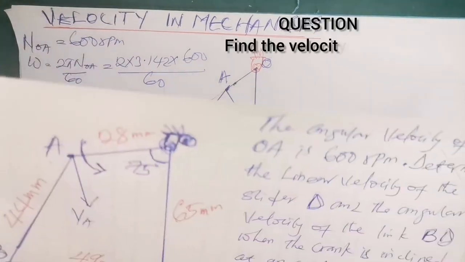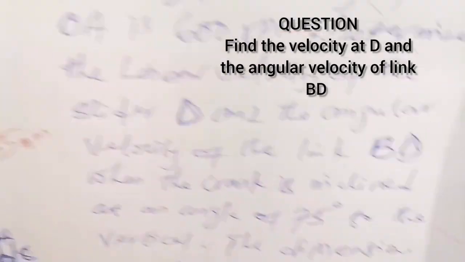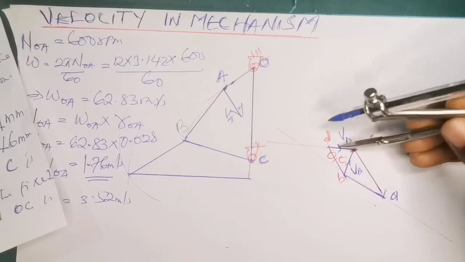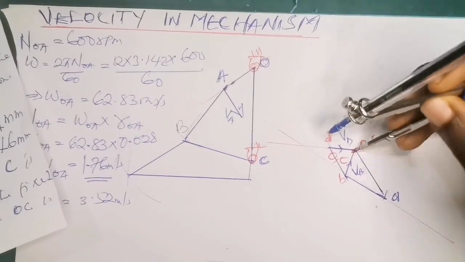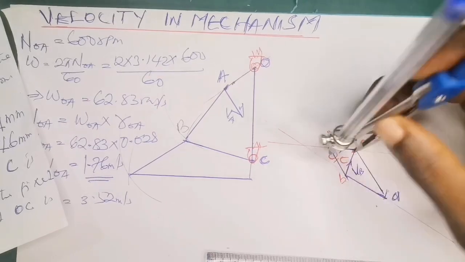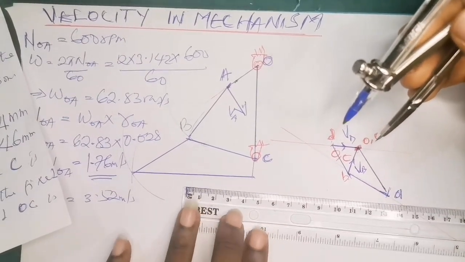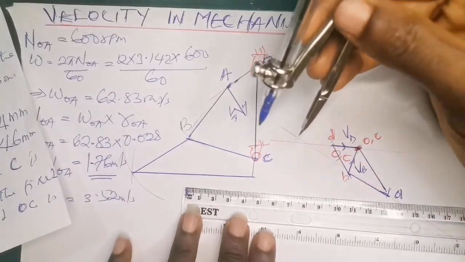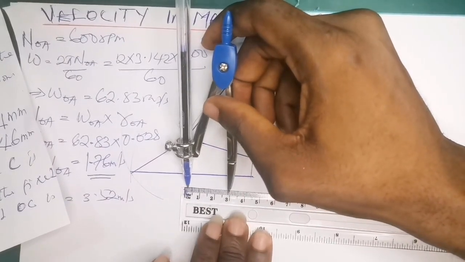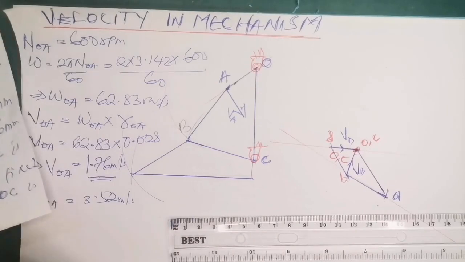Okay. So the question says we should find the velocity at point D and also find the angular velocity of the link BD. So in order to find the velocity at point D, we have to measure the distance from D to the fixed point. This is the velocity at point D. So you simply measure from here to the fixed point, take this measurement and place it on your meter rule. This gives us approximately 3.2. So the velocity at point D gives us 3.2.